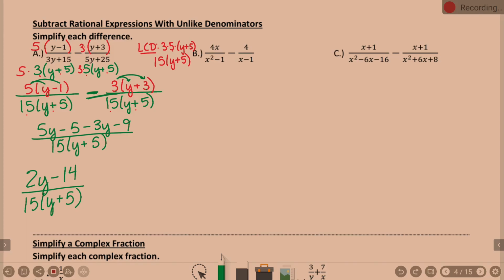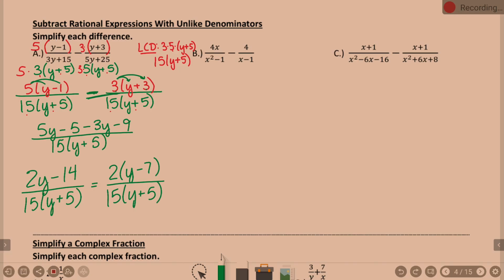What do you think? Is there anything else we can factor or simplify? Yeah, we can at least do a GCF on top. Even if nothing cancels, I recommend you're in that habit. So the top has GCF of 2. You factor out 2, you have y minus 7. Still over 15 times y plus 5.